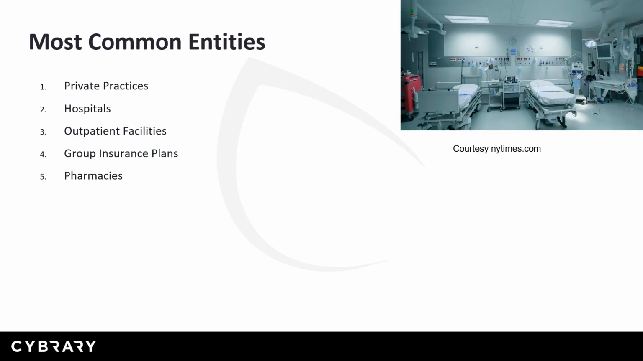And then the most common entities. Most of us could have guessed hospitals, but some people might actually be surprised that private practices are number one on the list. And then we also have outpatient facilities, like your surgery centers, that sort of stuff, group insurance plans, and then pharmacies. In my opinion, I actually thought pharmacies would be higher on the list. I figured they would be around number 3 or so, but you see they're number 5 on the list for HHS.